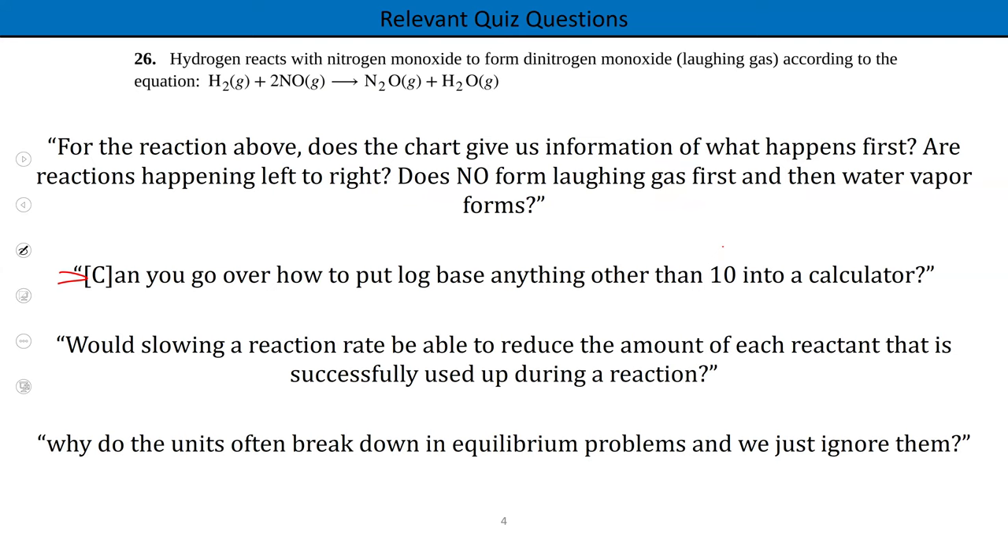Then last but not least, why do the units often break down in equilibrium and then we just wind up ignoring them? It's because equilibrium and kinetics in general both have this issue where you're not actually basing it on concentration or pressure, though we treat them like they're the really relevant variable. It's actually another variable that we, as a group in this room, don't have the tools yet to even define, called chemical potential, which is basically the second derivative of the Gibbs free energy.